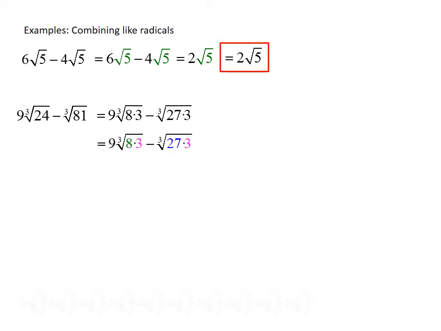Now 8 is a perfect cube, and 27 is a perfect cube, so we can evaluate that, take the cube root of these numbers, and move them outside of the radical. And this will give us 9 times 2 times the cubed root of 3 minus 3 times the cubed root of 3. Now we just need to simplify and combine the like terms. 9 times 2 is 18, so we have 18 cubed root of 3 minus 3 cubed root of 3. And now since we have the same radical, we can just combine the coefficients together. 18 minus 3 will give us 15, and so the simplified answer to this problem is 15 times the cubed root of 3.